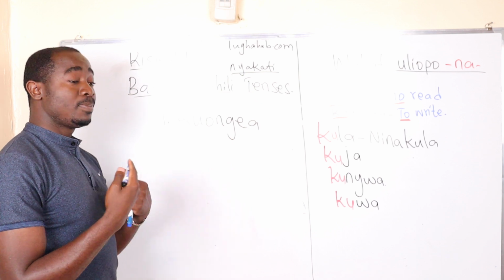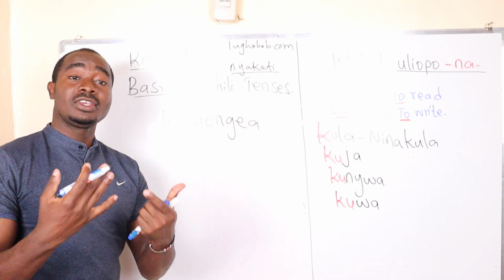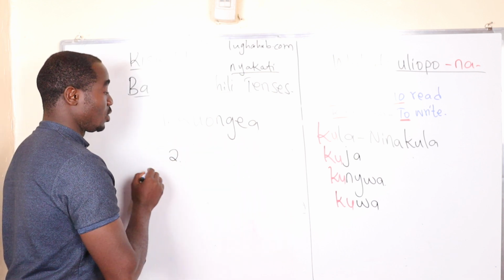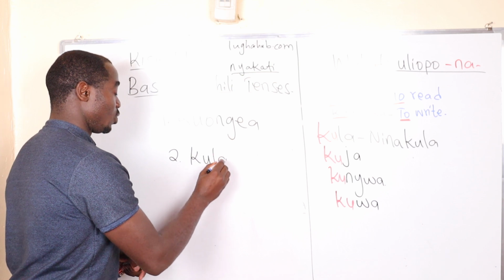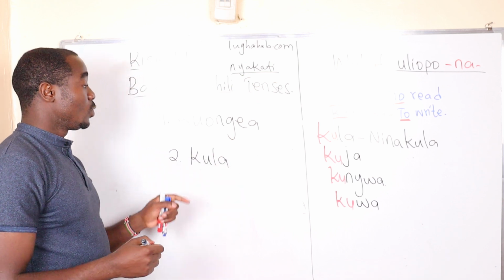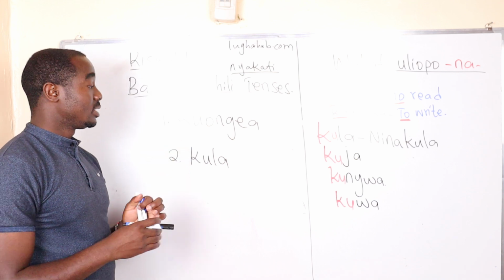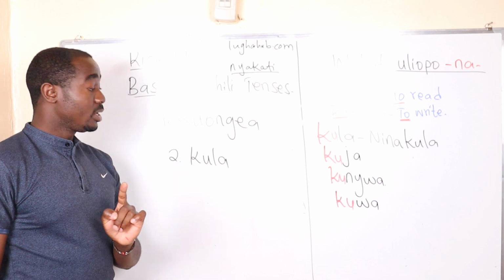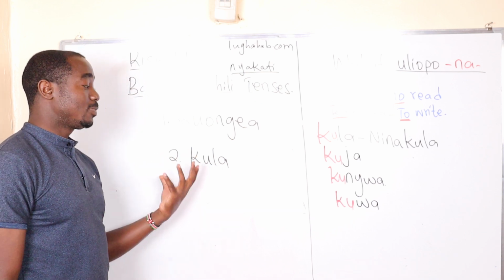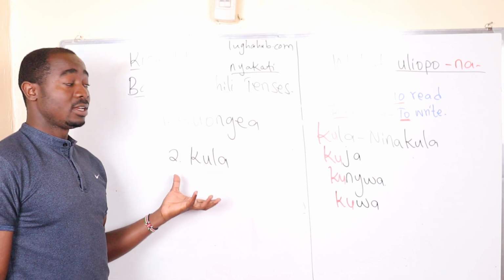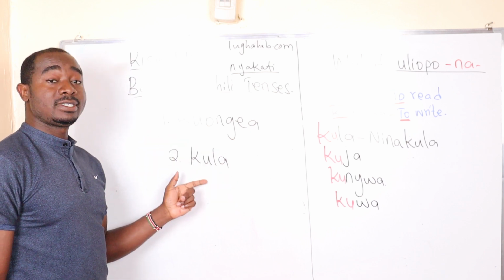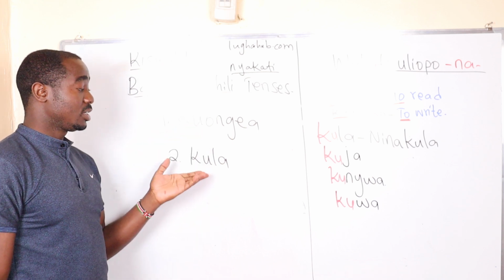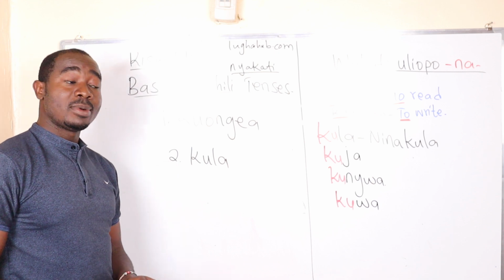When I say personal pronouns, it's mimi, wewe, yeye, sisi, nyinyi, wao. Kuongea. Two, kula. You make sentences conjugating the verbs kuongea and kula in the present tense. What I expect from you is 12 sentences, because six for this, six for this, using the six personal pronouns in each.